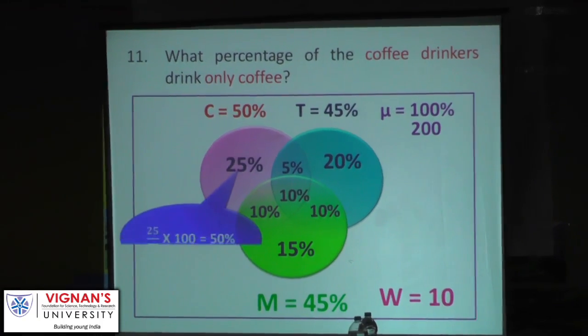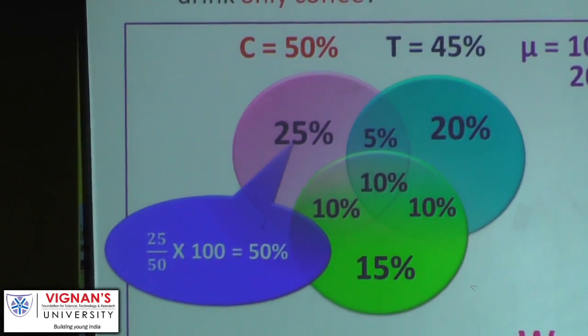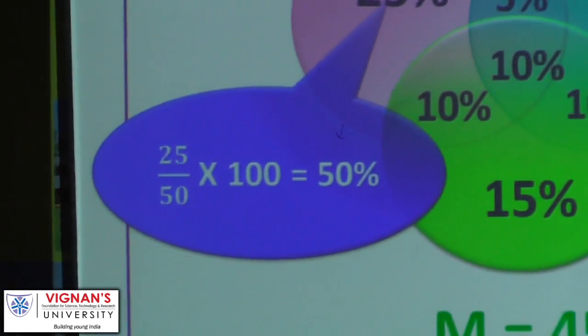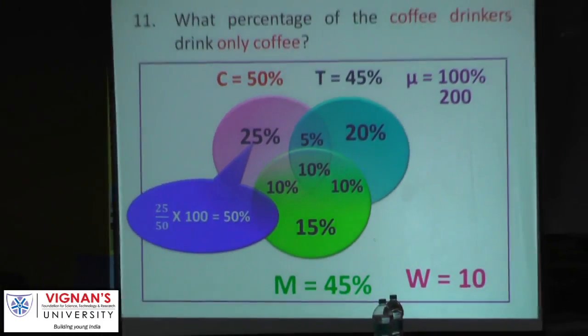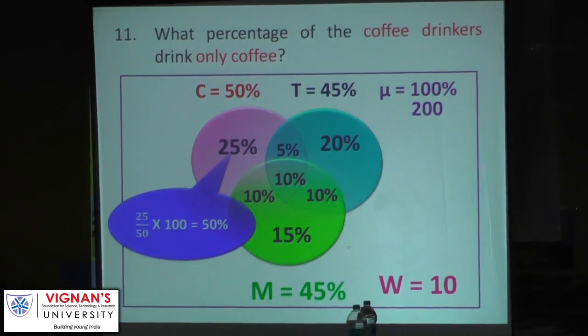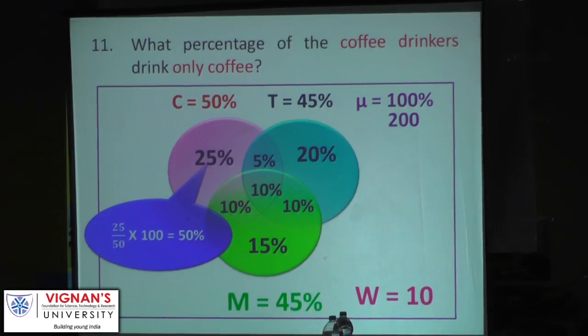So 25 out of 50. 25 drink only coffee out of 50. So it is 25 by 50 into 100. 50% of the coffee drinkers drink only coffee. Next one.